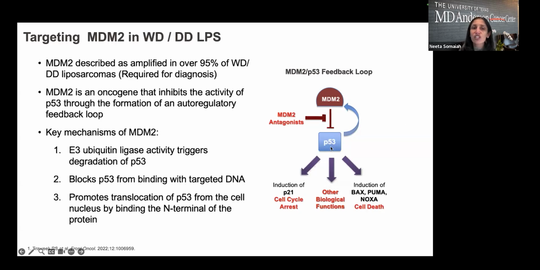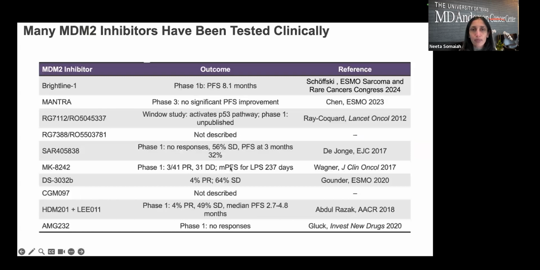So it prevents P53 from binding with its target DNA. It causes P53 to exit from the nucleus, and it degrades P53. So you have less of this tumor suppressor, and the cell becomes a tumor cell or a malignant cell.